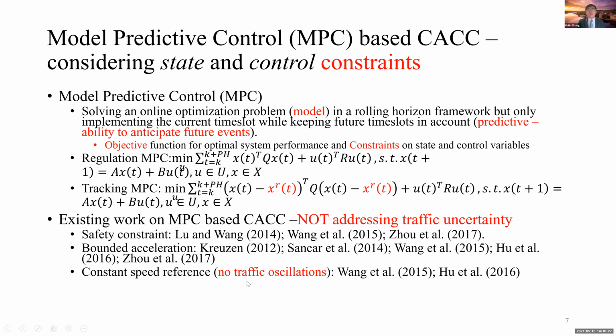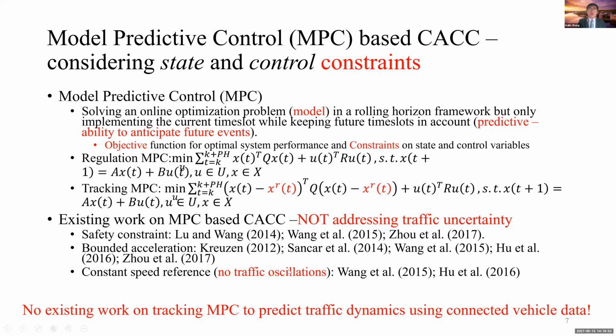Looking into the existing MPC-based formulations, they did not try to address the traffic uncertainty, which I will talk about in this talk. Basically, they consider safety constraints and bounded acceleration, and most of them look at a constant speed reference with no uncertainties. So what do we think about?